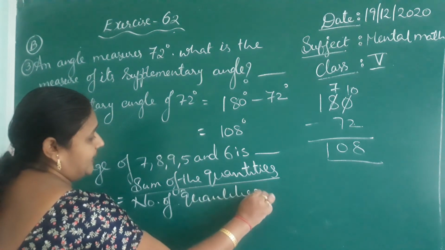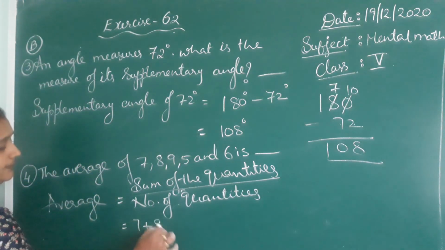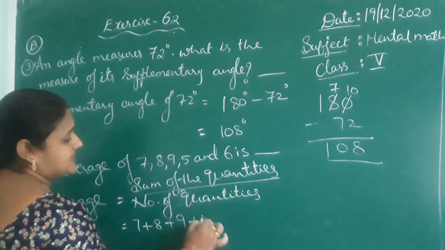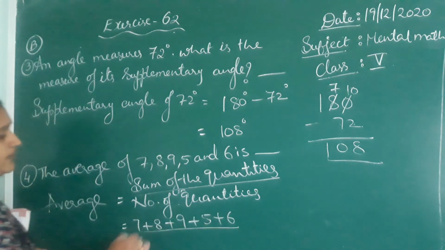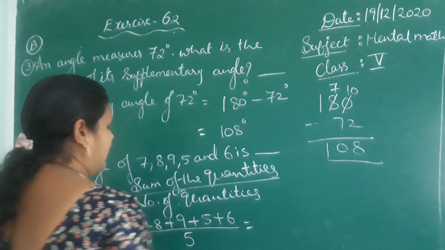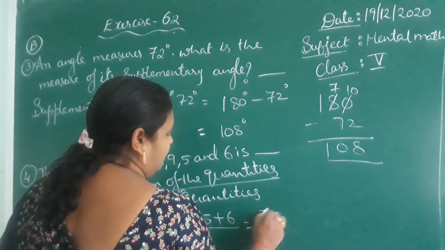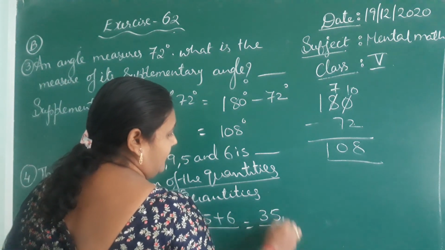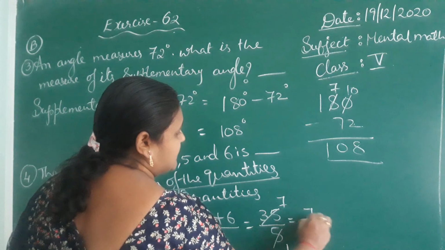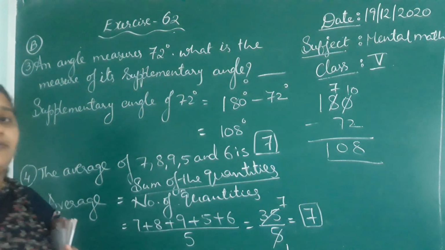So sum of the quantities means you have to add the given numbers. What are those? 7 plus 8 plus 9 plus 5 plus 6, divided by the number of quantities, which is 5. So it's 11 plus 9 is 20, 28 plus 7 is 35, divided by 5. 5 sevens 35. So 7 is the average of these numbers.